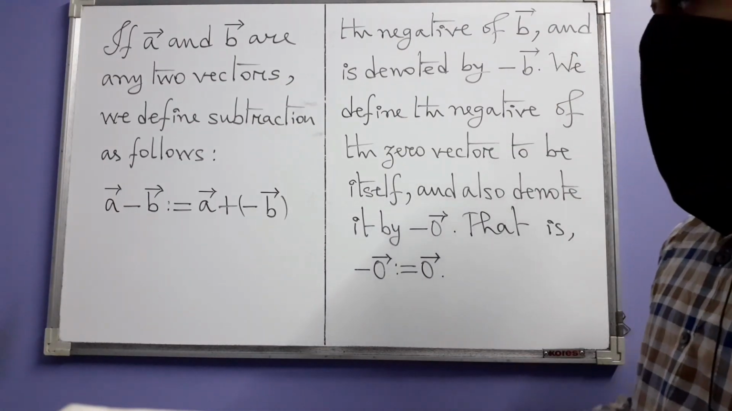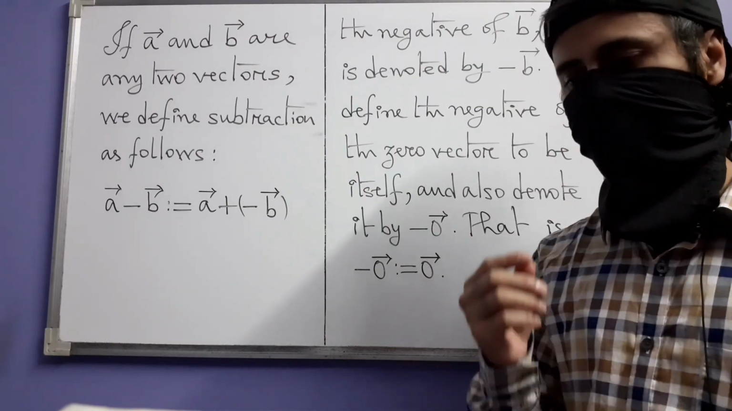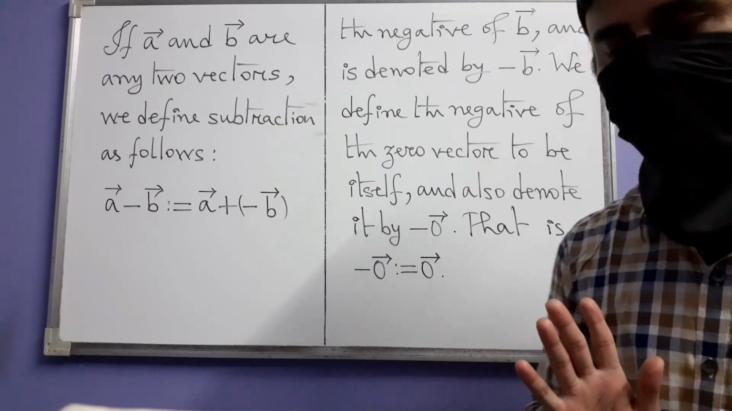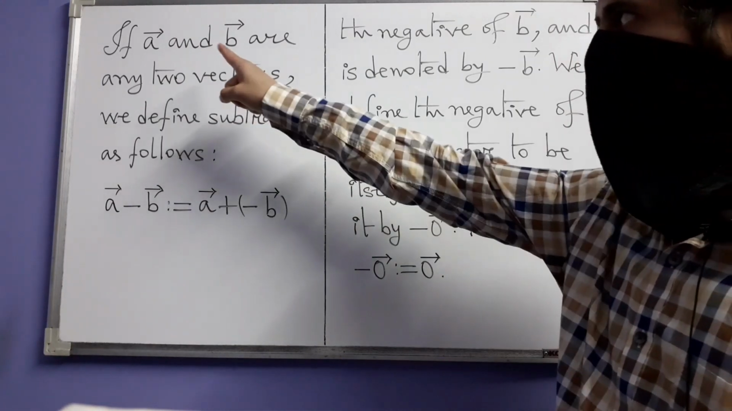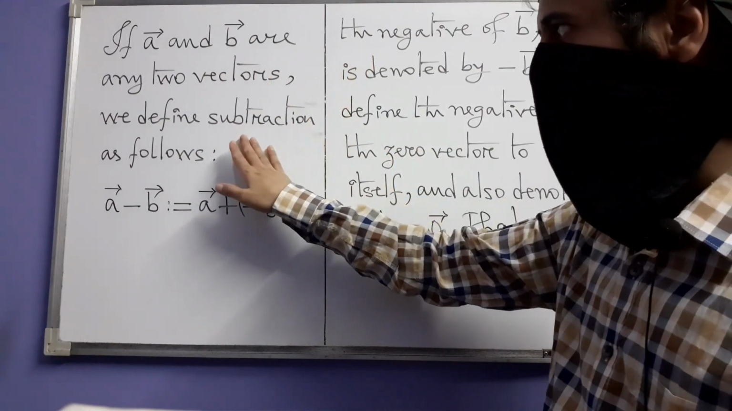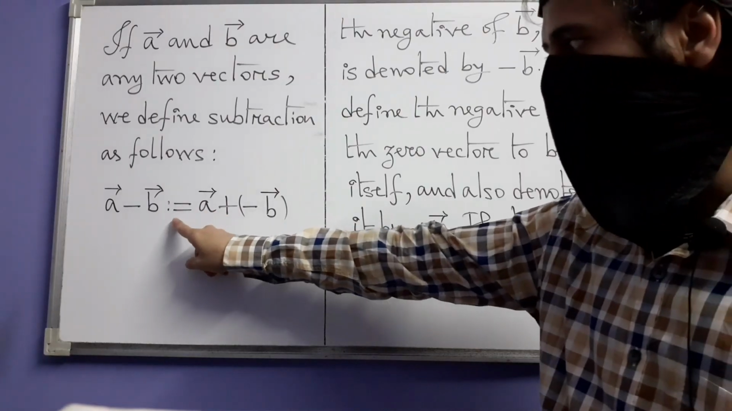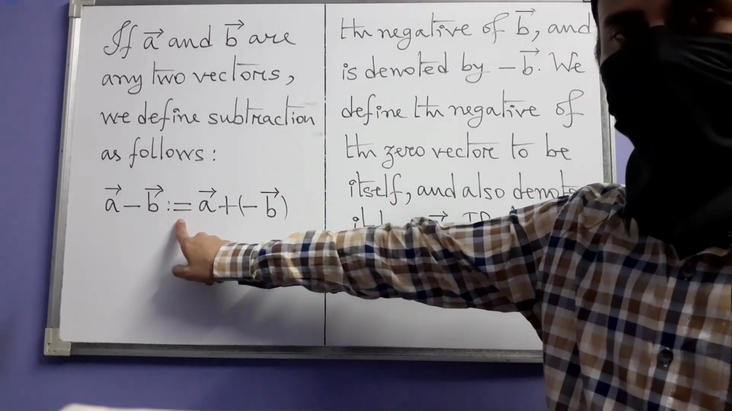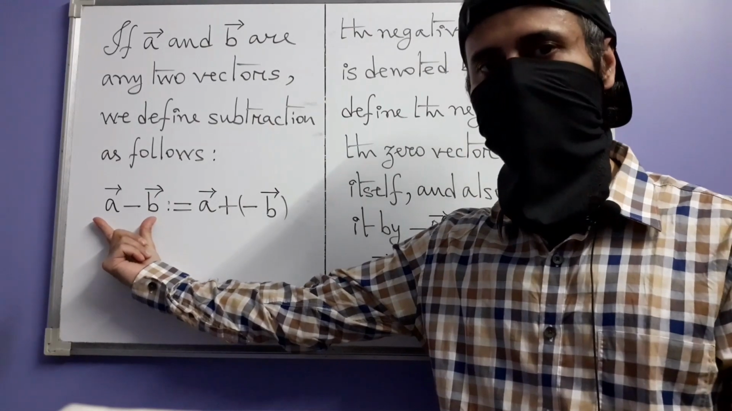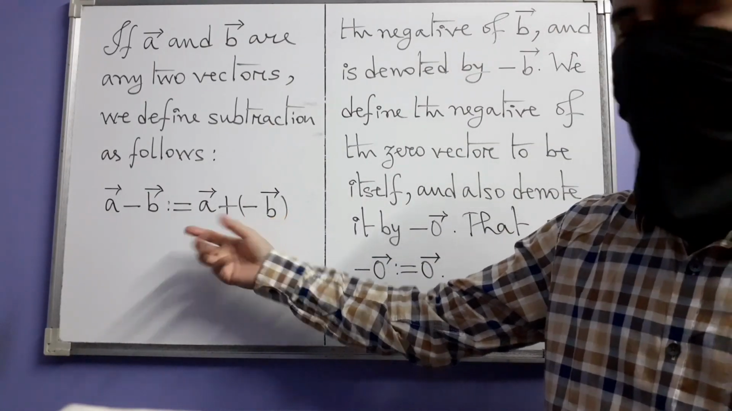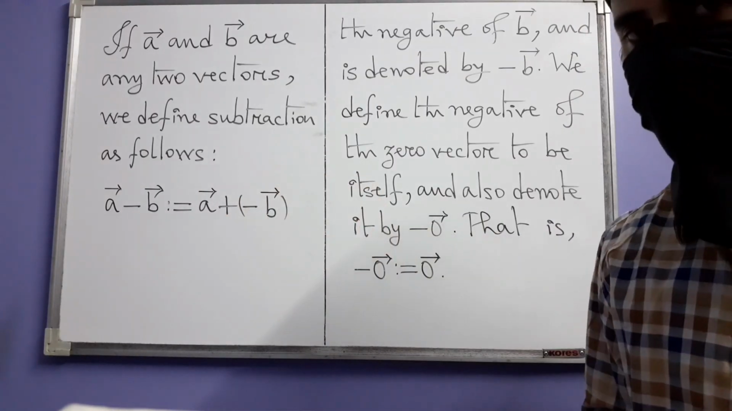Now, once you have addition and negation, that is, the operation of negating a vector is called negation, you can define subtraction simply like this. If A and B are any two vectors, we define subtraction with this equation. Here again I am using this colon followed by equality. This means that this is something new that I am defining, and its meaning is this: A minus B means the sum of A and the negative of B.